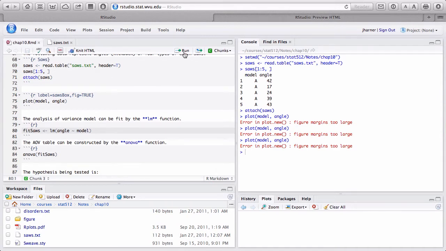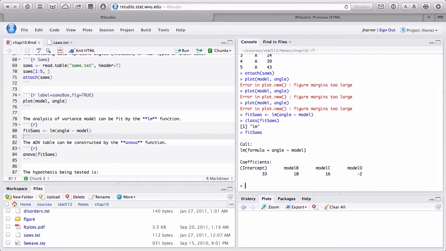So if we execute this, and if we wanted to see what the class is, we could say the class of fitSols, and fitSols is just a name I picked. It's class lm, so it's an lm object. And if I just print fitSols, there's a default print, and what it does by default is print the formula and then print the estimates.